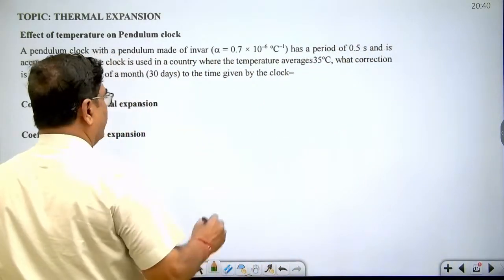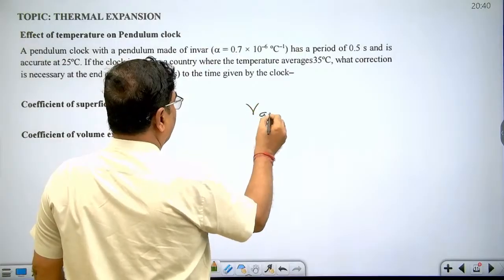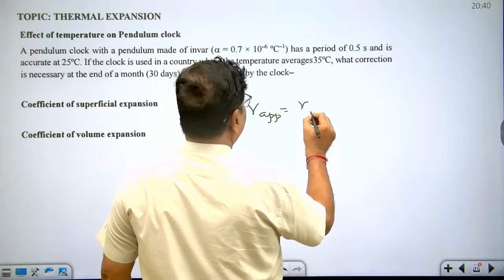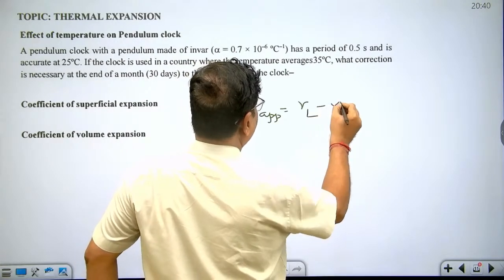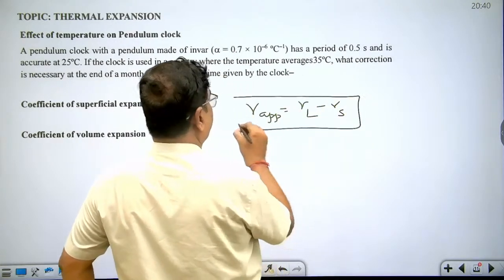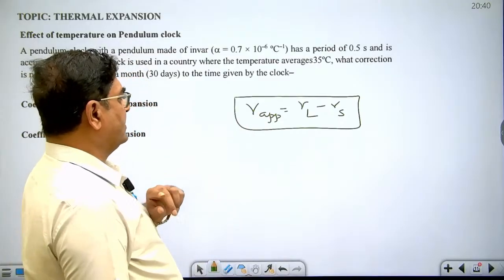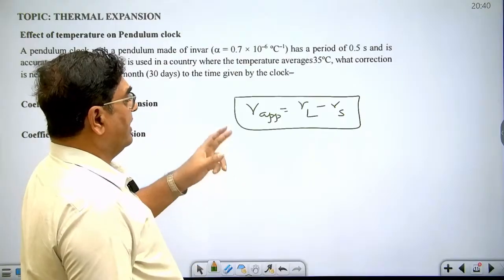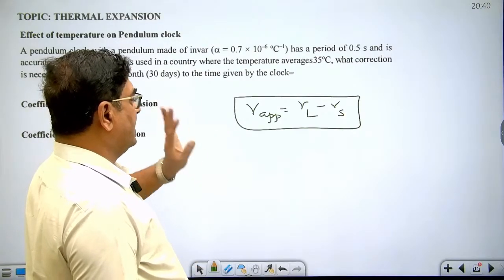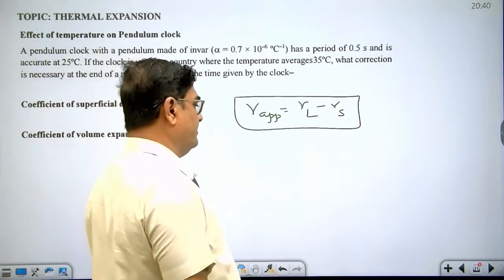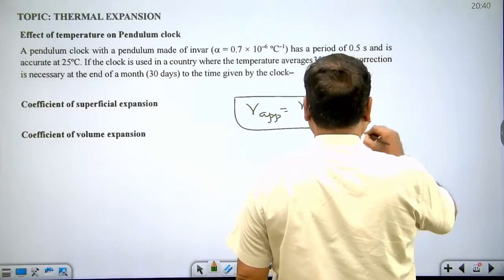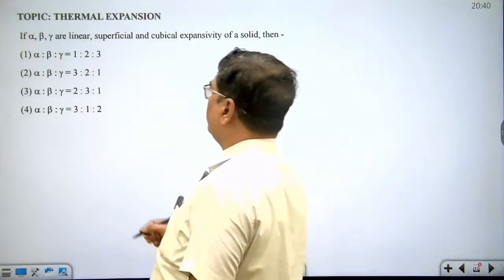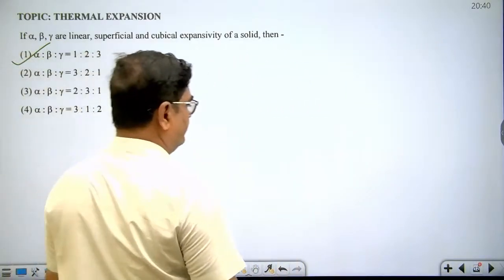Understand the meaning of apparent volume expansion coefficient. This is the apparent expansion coefficient: gamma liquid minus gamma solid. Dear student, if gamma L is greater than gamma S, with the increase in temperature, the level of liquid will increase. If gamma L equals gamma S, then with the increase in temperature, the level of liquid in the container will not change. And the relation between alpha, beta, gamma is 1:2:3.